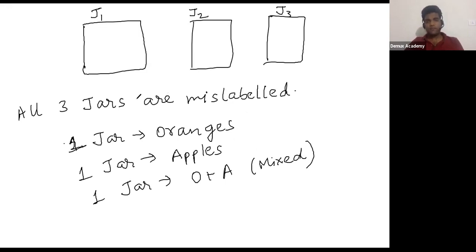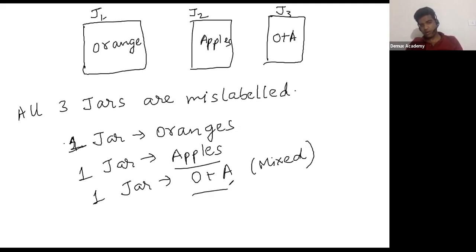What you have now is the composition of these 3 jars. You don't know which composition is in which jar, but you know that all the jars are mislabeled. So one jar is labeled as oranges, one jar is labeled as apples, one jar is labeled as oranges plus apples. The jar that is labeled as oranges definitely does not contain only oranges. That is a mislabeling. It contains either this or this. Similarly, J2 does not contain only apples. It contains either this or this. J3 does not contain this. It contains either this or this.